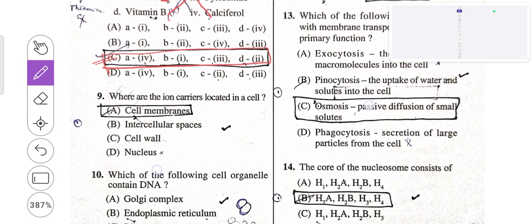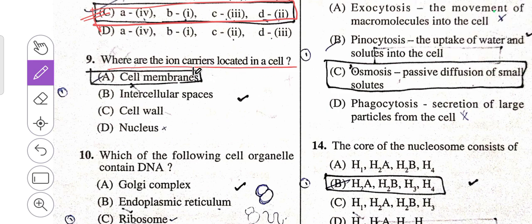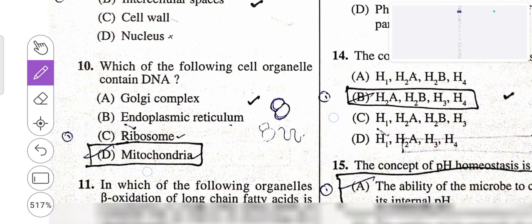Then, where are the ion carriers located in a cell? So ion carriers, so that will be seen in the plasma membrane or the cell membrane, where you will come across ion channels through which the ions can enter the cell and go out from a cell. So 9 is the right answer.